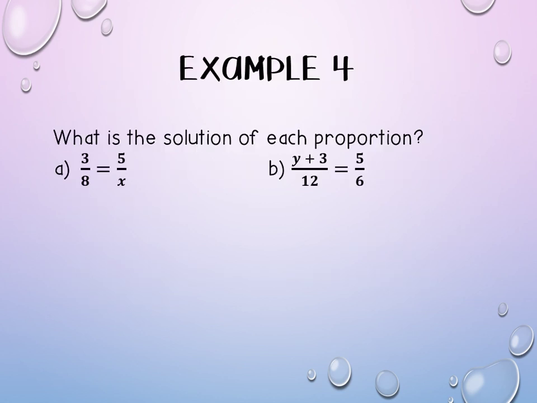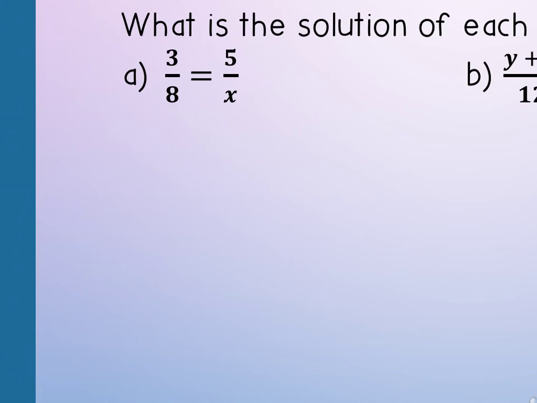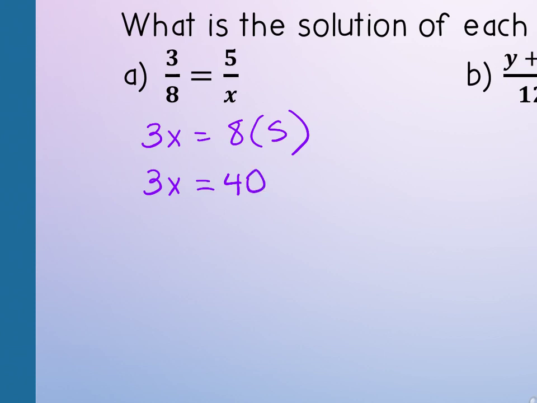All right, so example 4 says, what's the solution of each proportion? A is 3 over 8 equals 5 over x. What am I going to do? Cross multiply. So 3 gets multiplied times x, and 8 gets multiplied by 5. The order of the 8 and the 5 and the 3 and the x doesn't matter. It could have been 5 times 8. But those two are the ones that have to go together. So then it becomes 3x equals, what is 8 times 5? 40. And then I'm going to divide by 3.